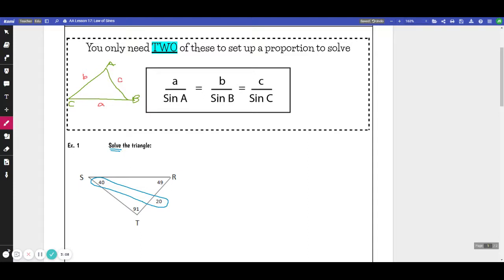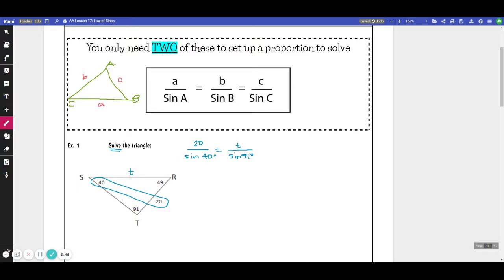Pick which one you want to find first. I'm going to find t over here. That's lowercase t, the side which goes across from angle T. For the law of sines, you do a side, so let's start with the one we know, 20, divided by sine of the corresponding angle, which is 40. Equals, now we're going to do it with another one. So t divided by sine of the corresponding angle, sine of 91 degrees.